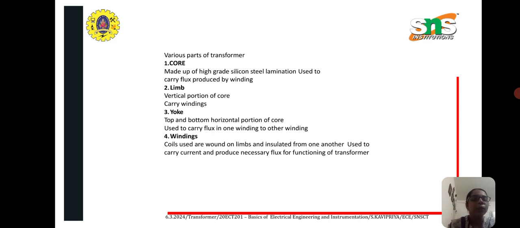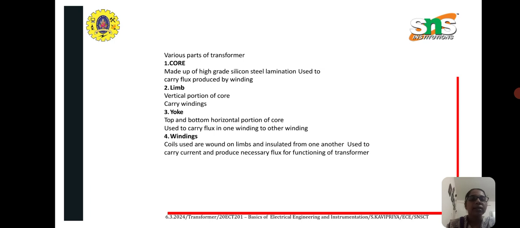And the third one is the yoke. The yoke is the top and bottom portion of the core. The vertical portion we call a limb and the top and bottom portion we call a yoke. Yoke is used to carry the flux from one winding to the other winding. So the limb carries the winding and the yoke carries the flux from one winding to the other winding, which is generated by the windings.